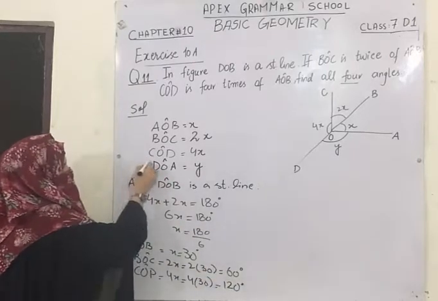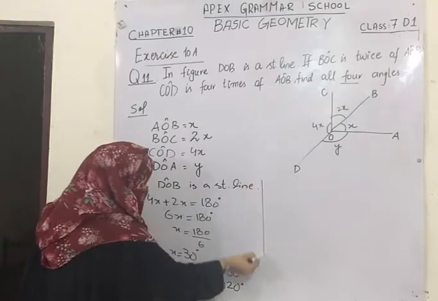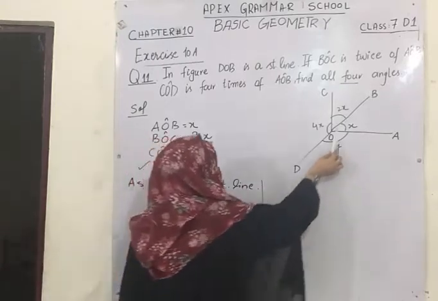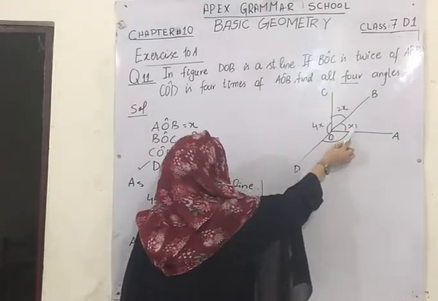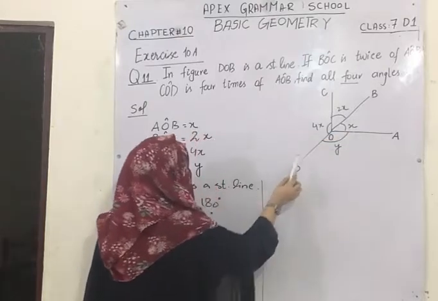Now we have to find our fourth angle DOA. For this, we again have to see the figure. DOB is a straight line, so these two angles will add up to make 180 degrees.